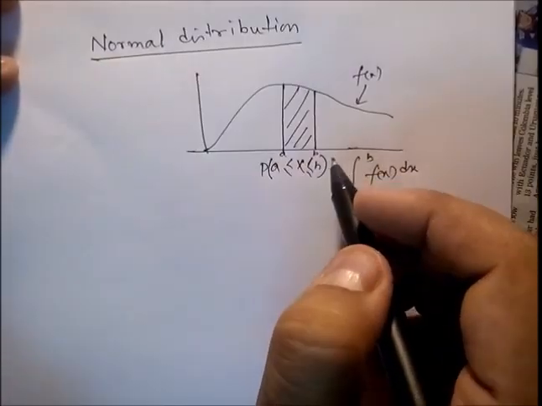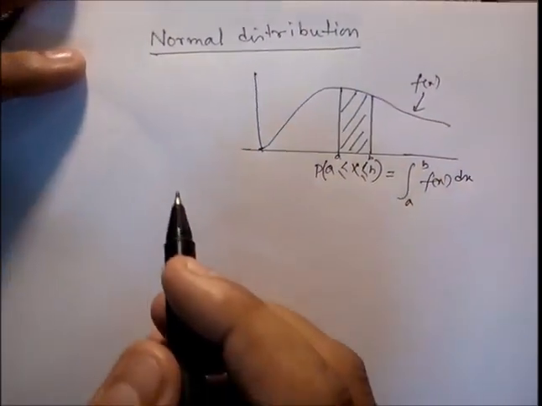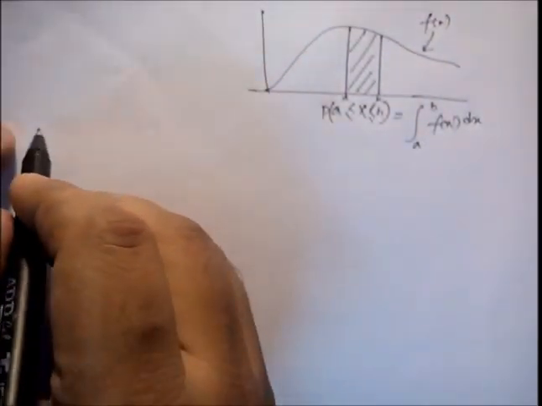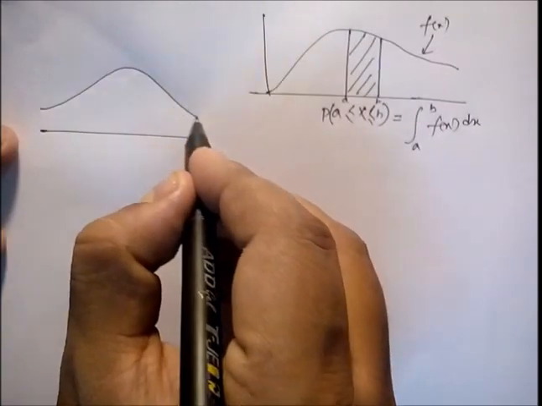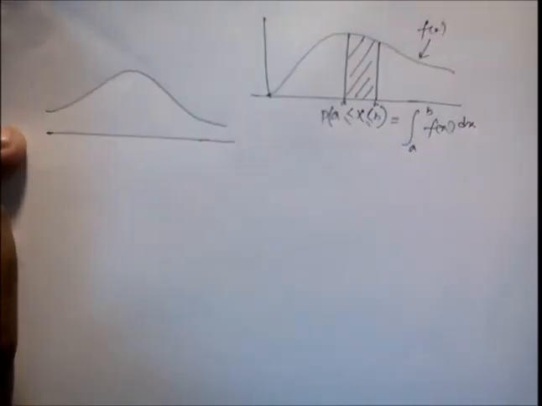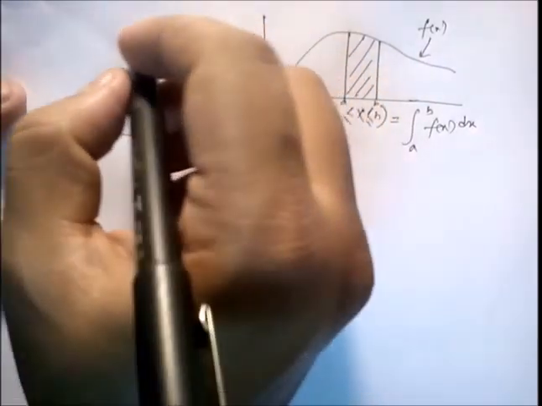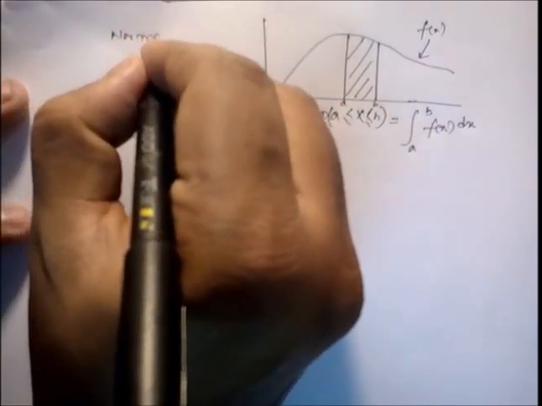Okay, now if the curve is like that, if the distribution is like that, so it is called a normal curve.